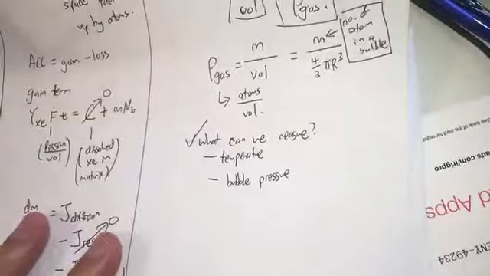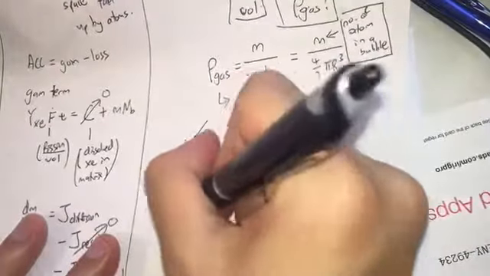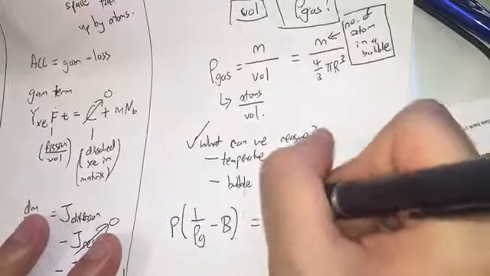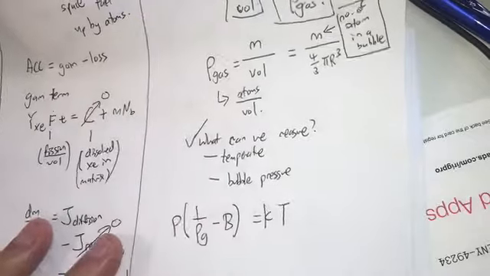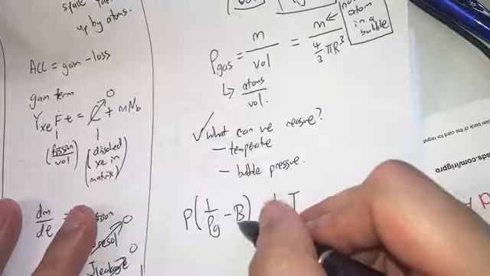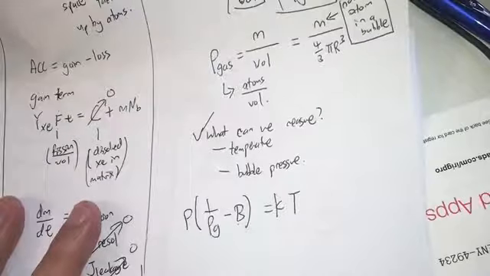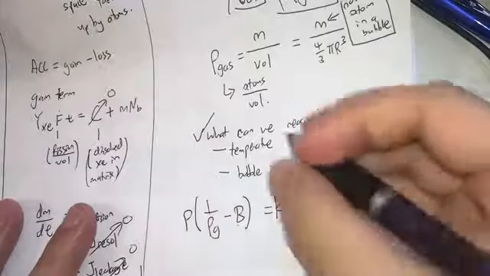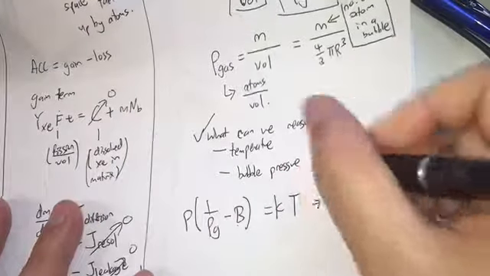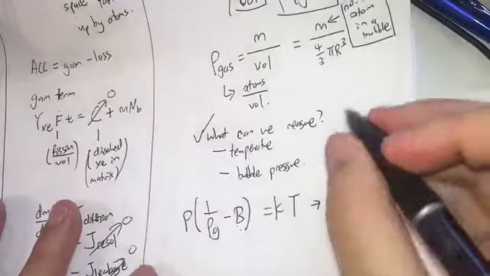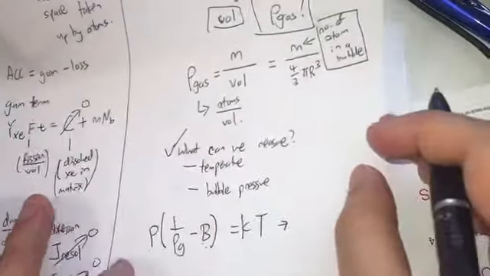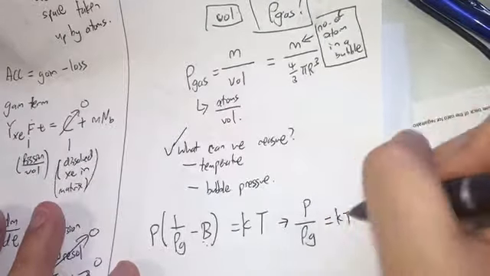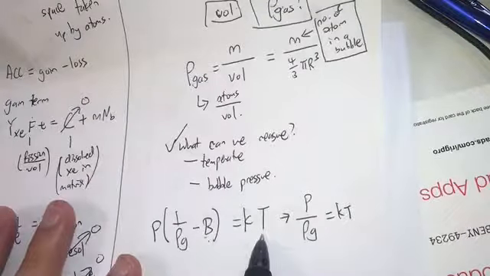Okay, let me adjust the camera. So P times (1 over rho_G minus B) equals kT. This is the van der Waals equation, where B is the term to account for the volume taken up by each atom. When that approaches 0, when the volume taken up by each atom can be neglected, that will become the ideal gas equation. So k is the Boltzmann constant, and T is the temperature in Kelvin.